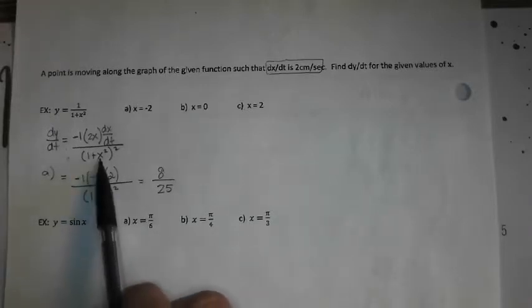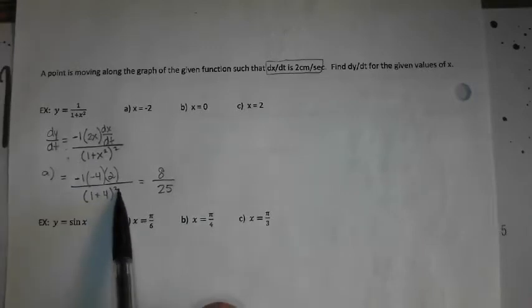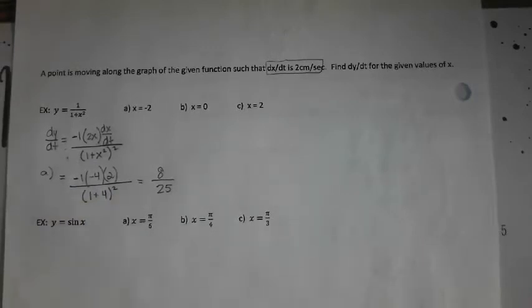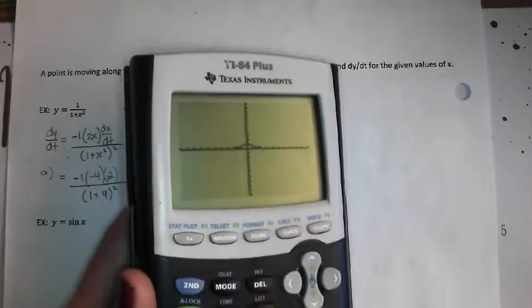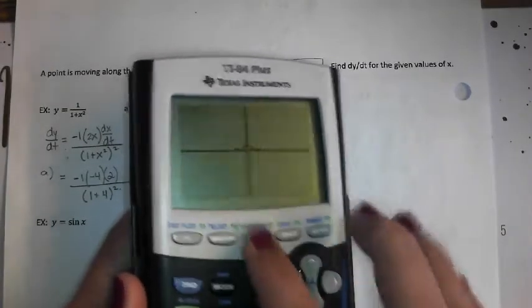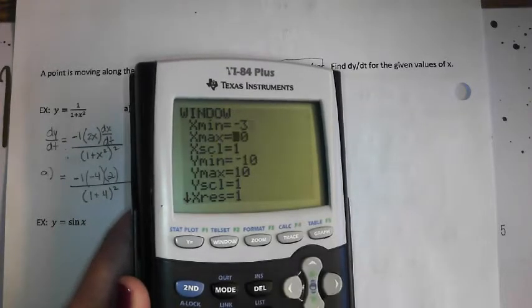I squared the negative 2 first. You see that? Sorry, I did do a lot at once there. 1 plus x squared. Okay, here is the graph of this. I'm going to zoom in, negative 3 to 3.